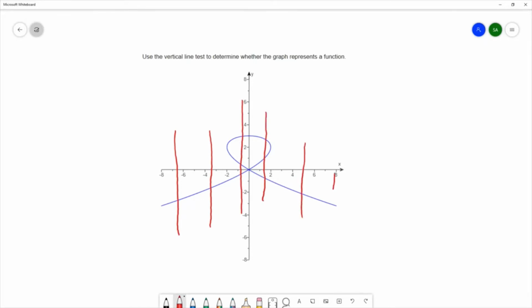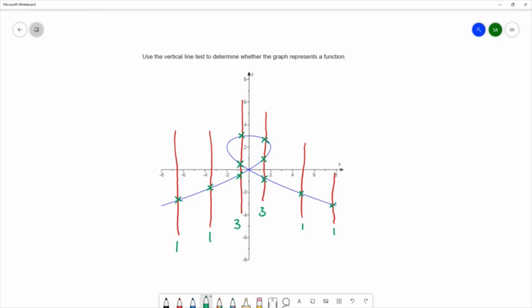And as we draw the vertical lines, we're counting how many times that vertical line crosses the graph. So for this vertical line, we have one time where the vertical line crosses the graph. Here, one time. On this one, it crosses in 3 places. Here it crosses in 3 places. Here it crosses in 1 place. And here it crosses in 1 place.